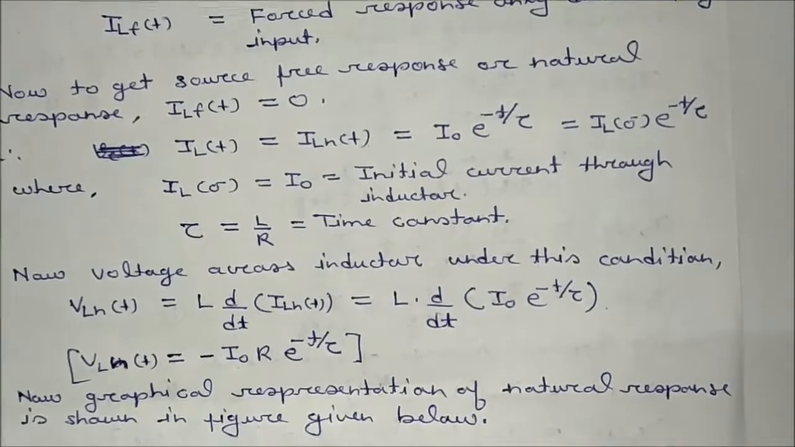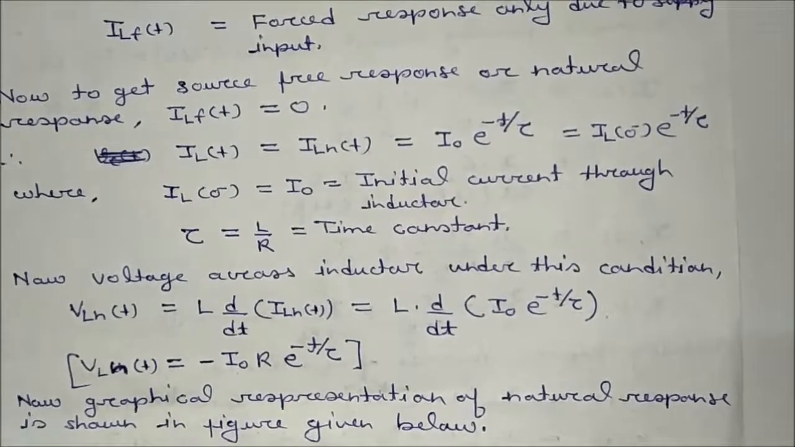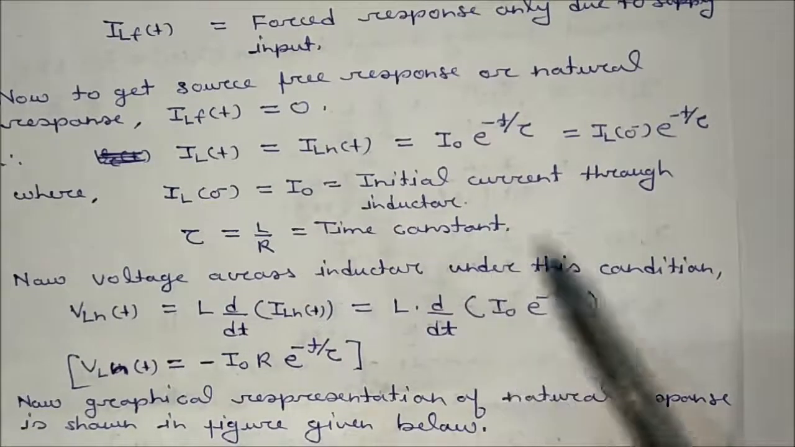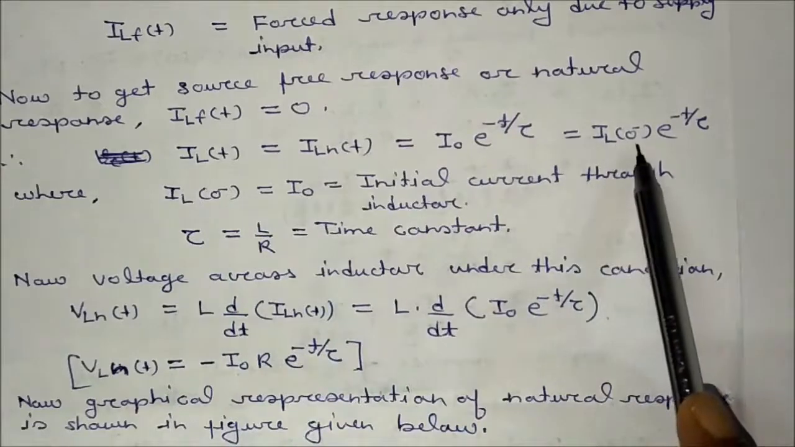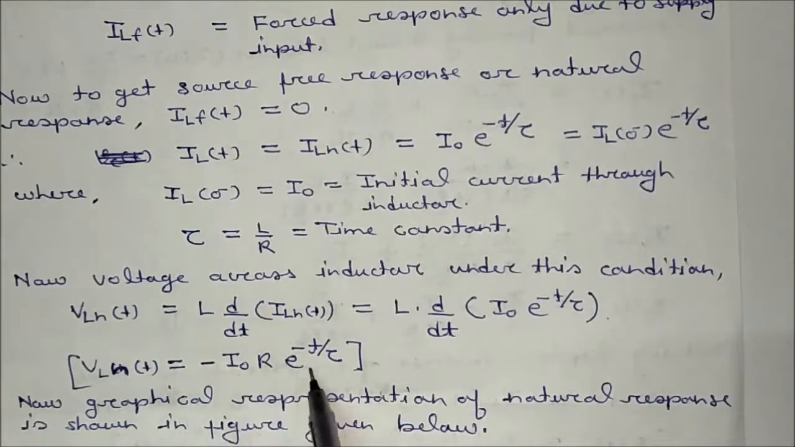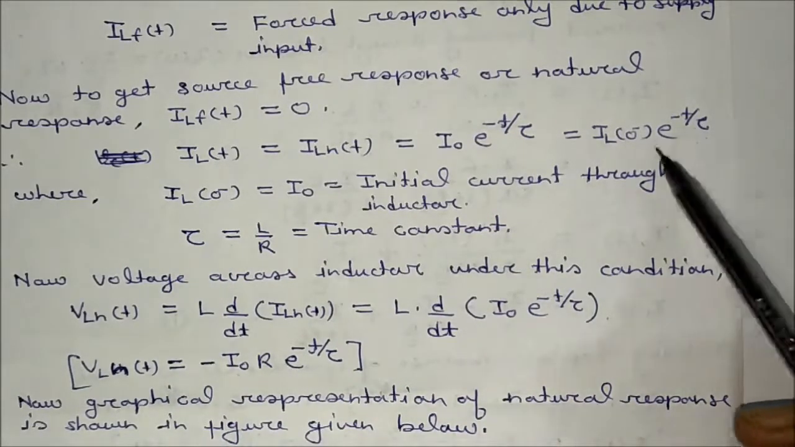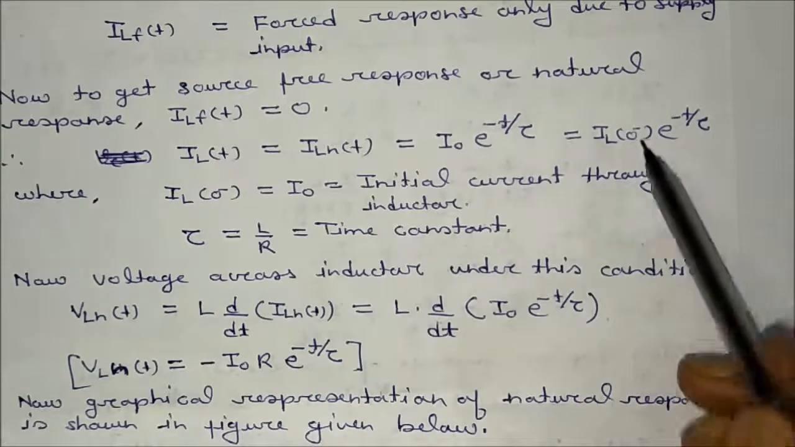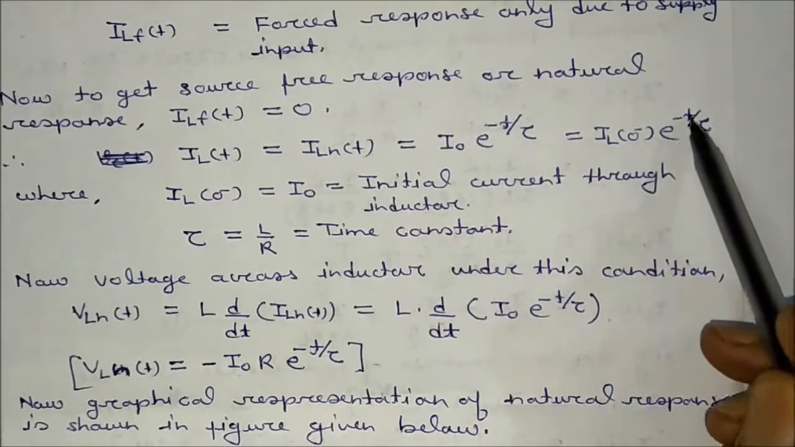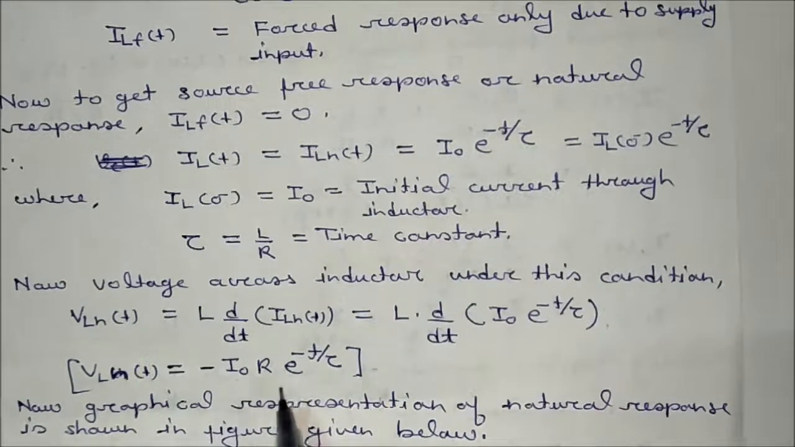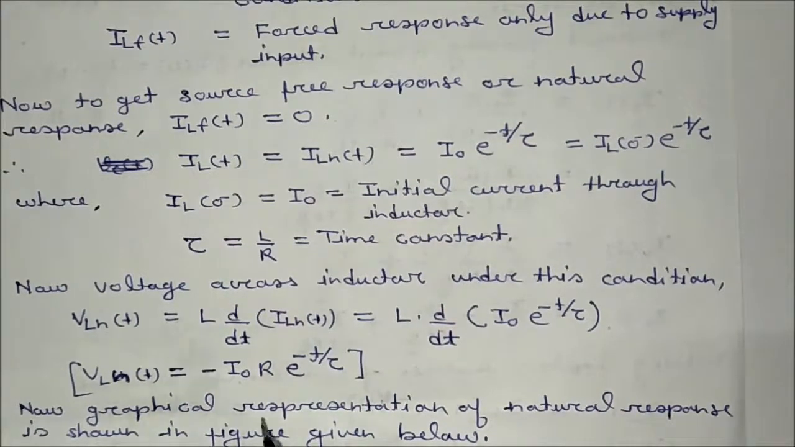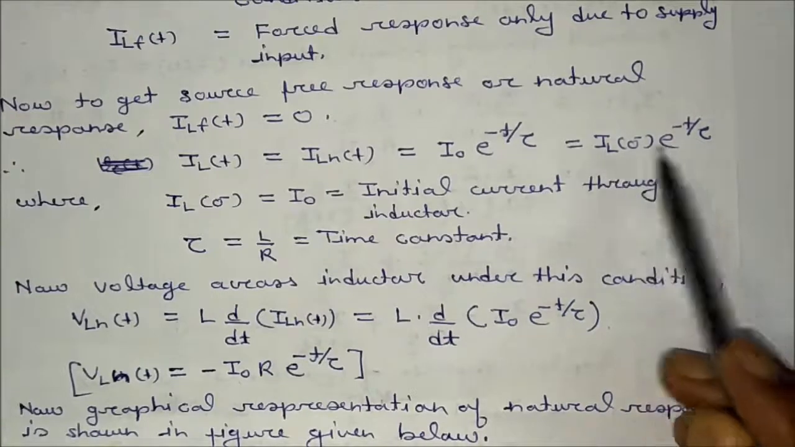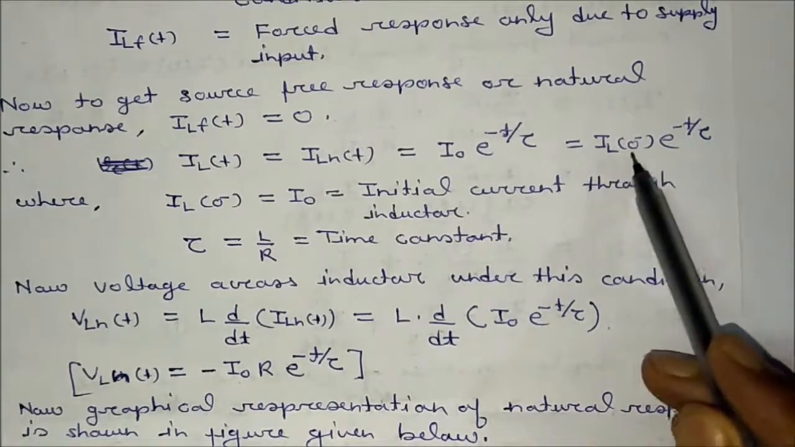Is it okay? So if now I want to represent graphically the current natural response and the voltage natural response, both are what? Both are exponentially decaying components, with the negative exponent. Okay, so if we want to graphically represent this one, this is what?